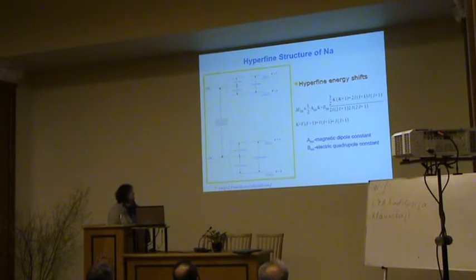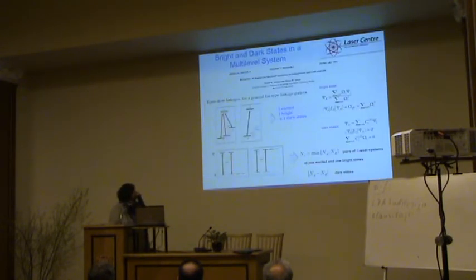Now we want to see the Autler-Townes effect in more complicated systems than just two-level systems. Atomic sodium with its hyperfine structure gives us this opportunity to include more levels in our system by including the Zeeman and hyperfine levels. What should happen in this case?